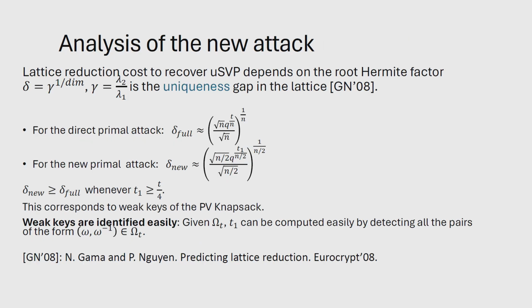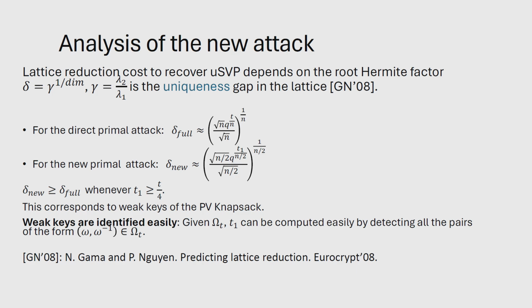Now, it remains to see how lattice reduction behaves in recovering this unique SVP problem. For that, we rely on the analysis of Gama and Nguyen from Eurocrypt 2008, who show that the cost of a lattice reduction algorithm to recover this unusually short vector depends on the factor called the root Hermite factor, which is defined as the uniqueness to the power 1 over the lattice dimension, where the uniqueness is the ratio of the norm of the second shortest vector in the lattice and the unique short vector in the lattice.